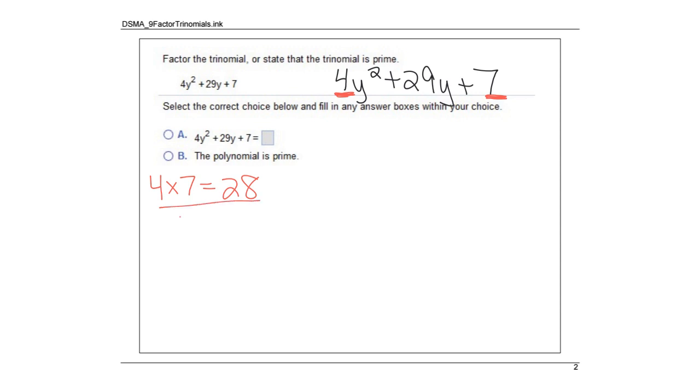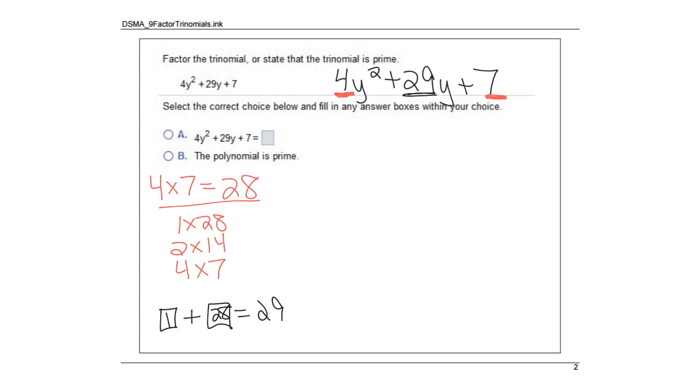So for factors, I have 1 times 28. I have 2 times 14. 3 does not go in there. I have 4 times 7, and I think that's it. All right, so remember, based on what we were doing, we need the factors to, when we multiply them together to get the positive 28, when we add them together, we want to get the 29 that's in the middle here, the positive 29. So for us, we're going to take 1 and 28. Looks a little odd, but that's what we're going to do.